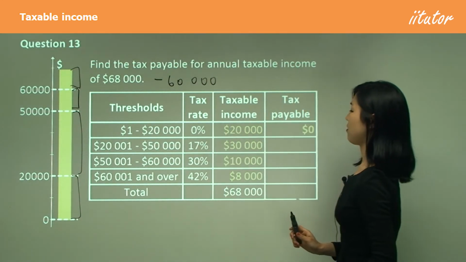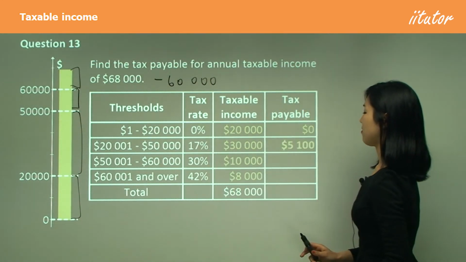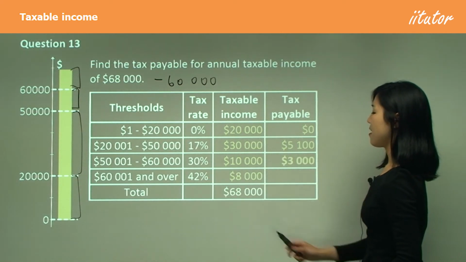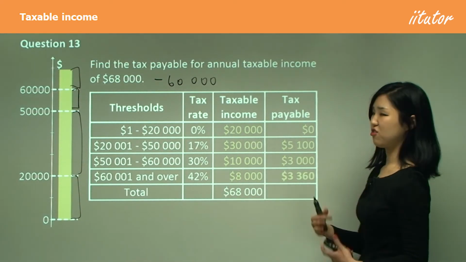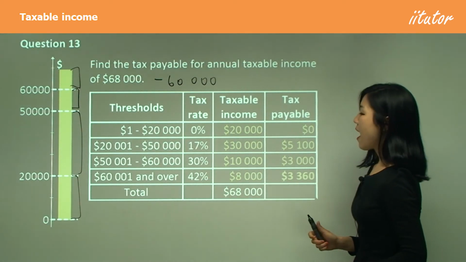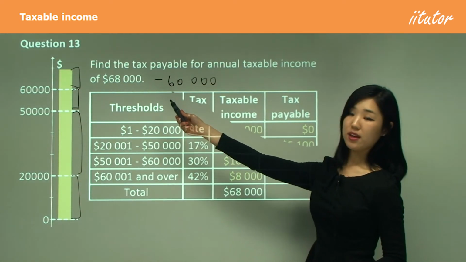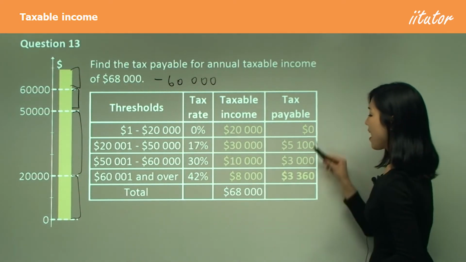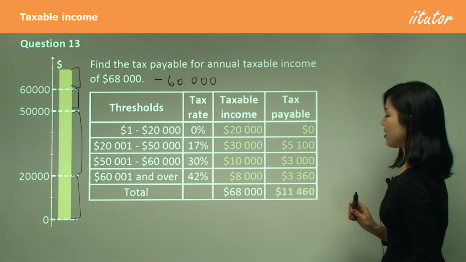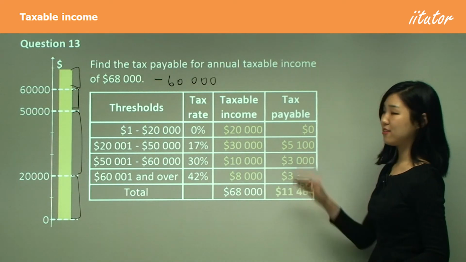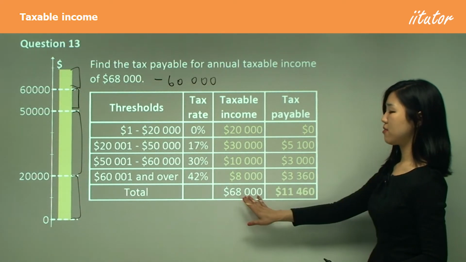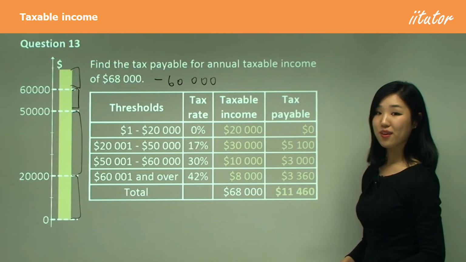Calculate them. 0. That times that. That times that. And that times that. Just use your calculator and just double check. And then add them up. You should definitely get the taxable income, which is 68,000. And add all of these up, guys. That should equal to that. That's your total tax payable for this particular taxable income.